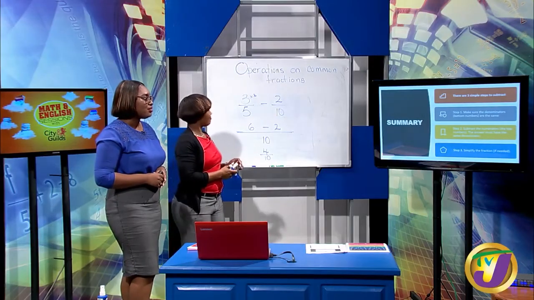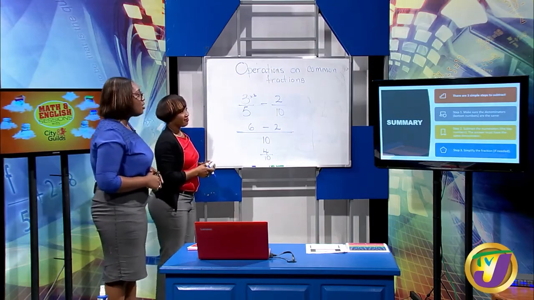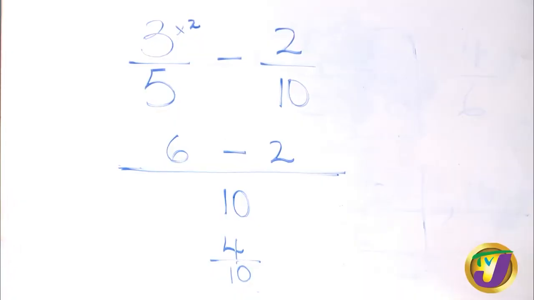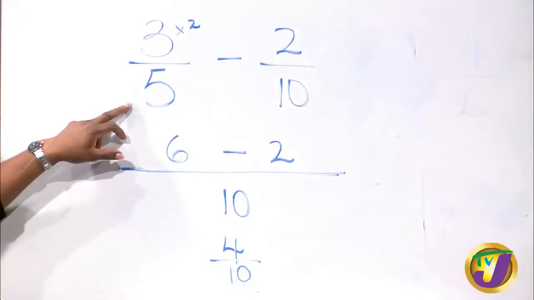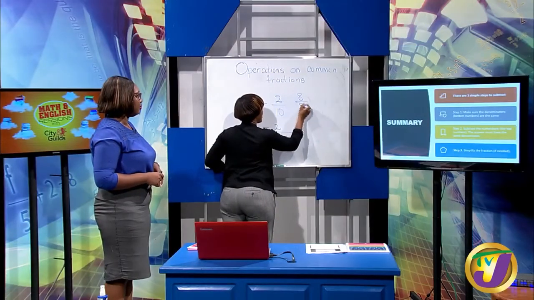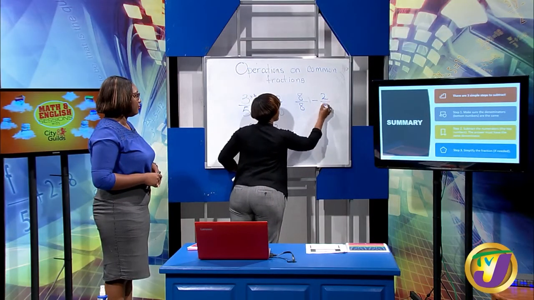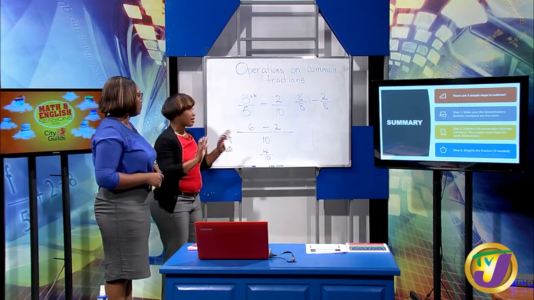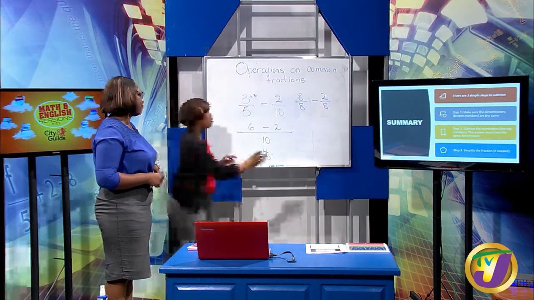So let's look at a summary of what we've done today. There are 3 simple steps to subtraction. 1, make sure that the denominators are the same. Now, when we refer to the denominators, we're referring to our bottom numbers. In the first example we had 8 eighths subtract 2 eighths. So the denominators were already the same. So when they are the same, you just operate.